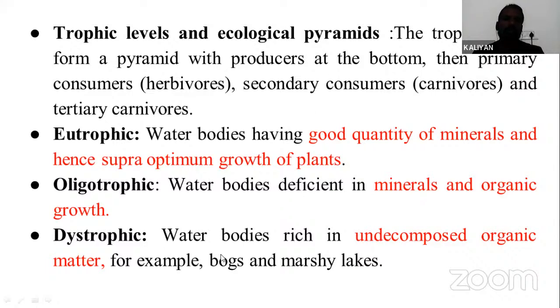And dystrophic, water bodies rich in undecomposed organic matter. Example, bogs or marshy lakes. So mostly undecomposed organic matter is there in these water bodies. It's called the dystrophic. These are the different types: eutrophic, oligotrophic, and dystrophic, based on what kind of water bodies, and their quantity of minerals and organic things. Two or three questions in the question paper ask what is eutrophic, oligotrophic and dystrophic, as match the following or direct questions. So please give importance to these things.